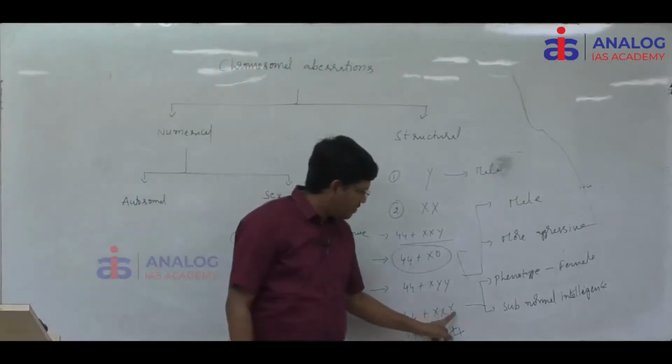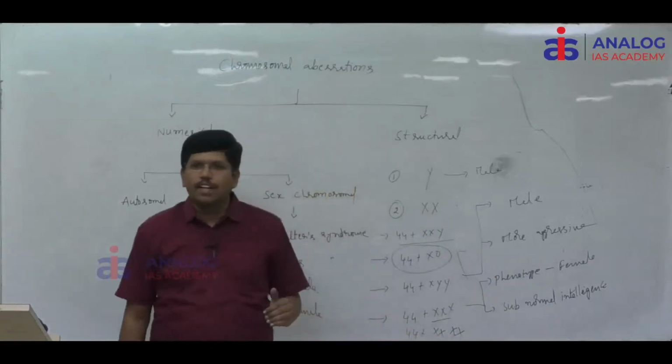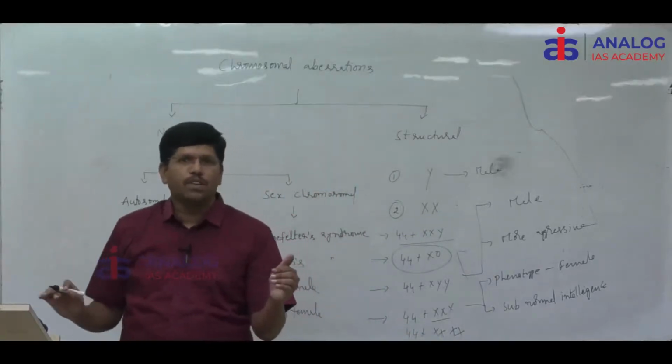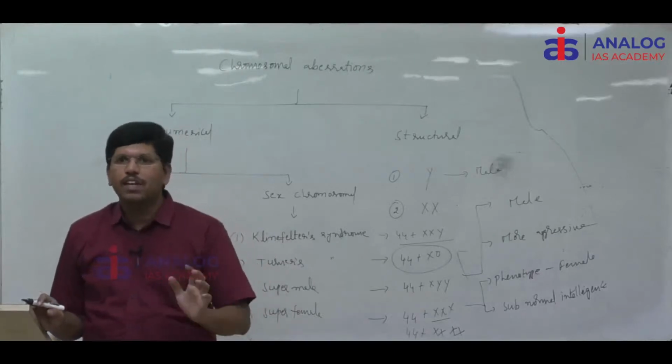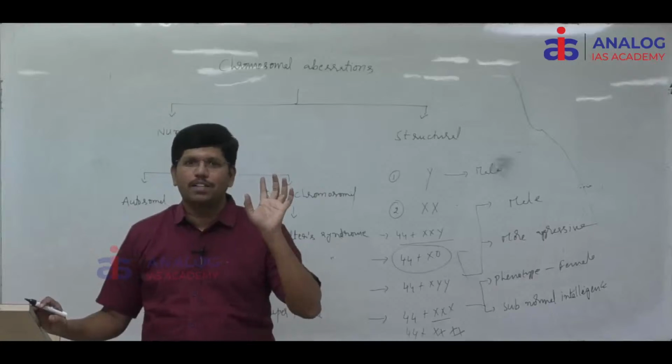When compared with this female, in this female the IQ levels are low. With increase in the number of X chromosomes, the IQ levels gradually come down. Only in exceptional circumstances, abnormal conditions.